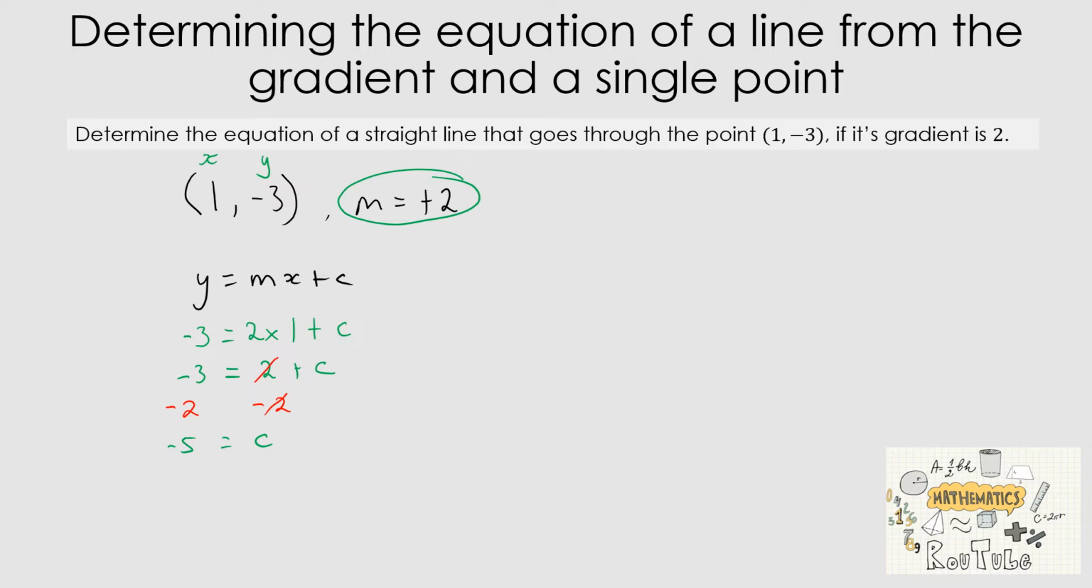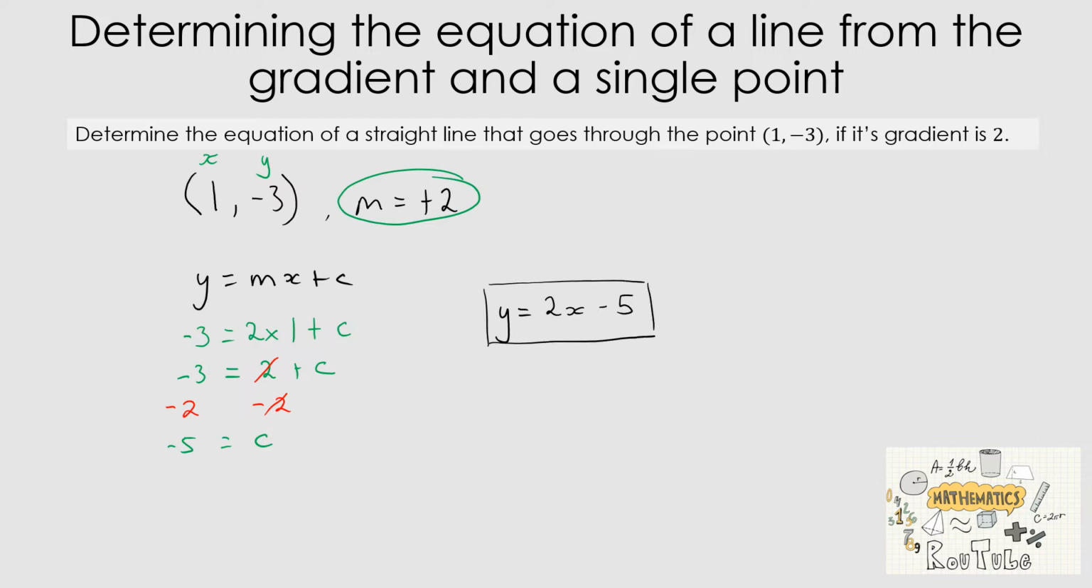So now we have the value of c, which is our y-intercept. We have the value of m, which is our gradient. We can now determine the equation. It's going to be y equals, now our m value is 2 and our c value is now -5. So this is the equation of that line.